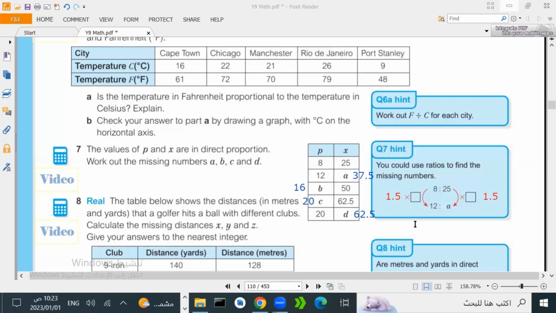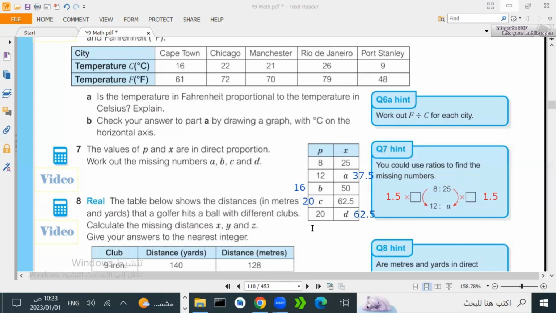As I told you, first you find the constant between each two numbers, and then multiply it by the number on top to get the number on the bottom. Same idea here, we found a constant here, and then we multiplied by 12 to get this one. Same idea, we find the constant, and multiplied by 16 to get 20. And the same here, we found the constant and multiplied by 62.5 to get 62.5. Now, this is one of the ideas of answering this question.